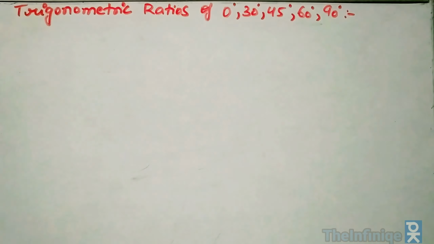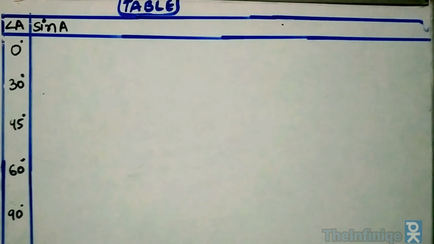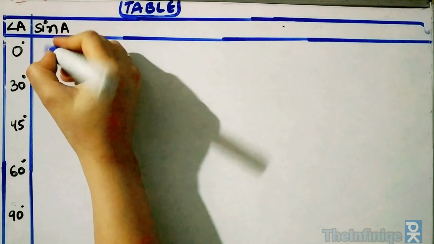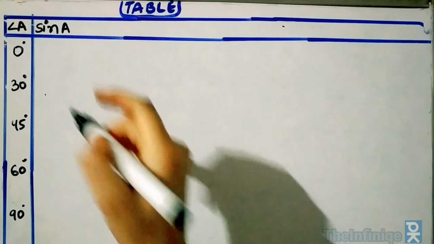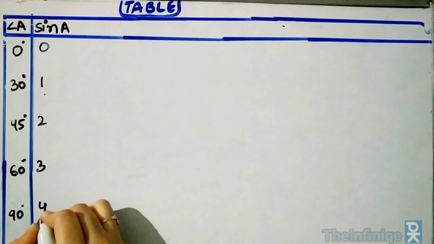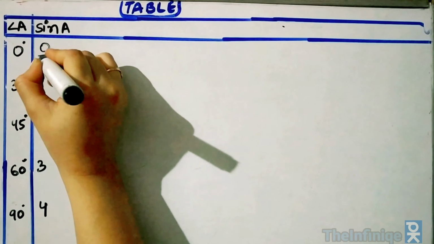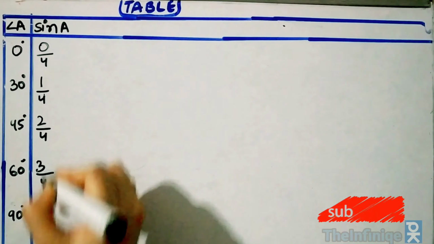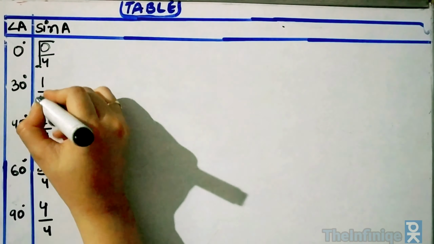Now to make these ratios easy to understand, we will draw the table. We will start like this. Angles are placed vertically and ratios are placed horizontally. So first, the trigonometric ratio is sine A. So we will start with 0, then 1, 2, 3, 4. Divide all by 4. Then take the square root of each.